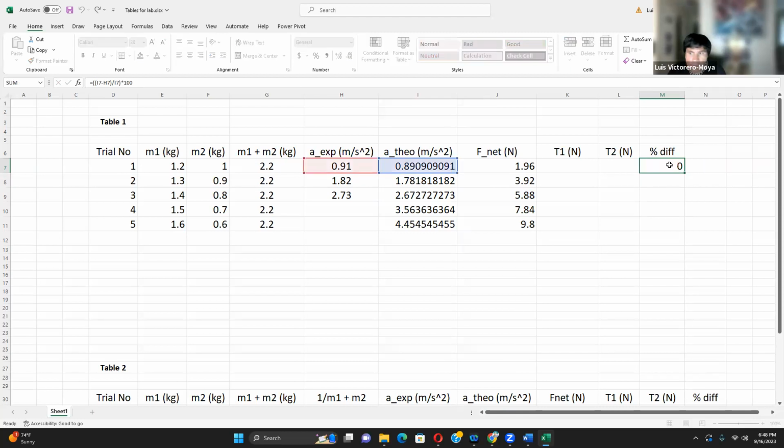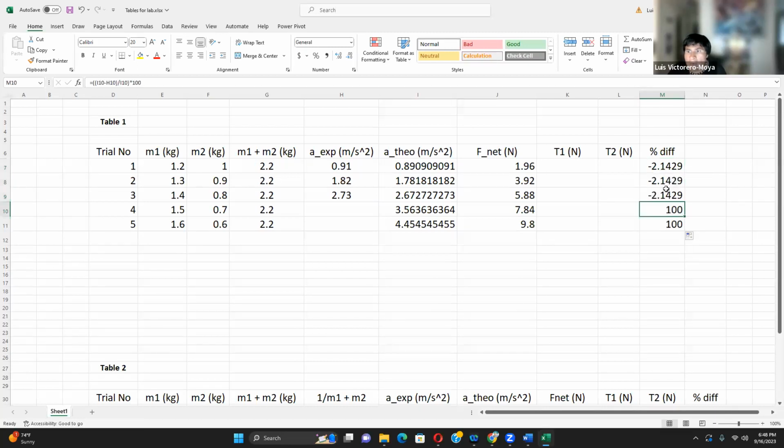But so 2.14 difference, and then you can do that for all of them, right? Now, it will probably be the same for this one, because we don't have values here, I didn't calculate, I didn't do this. But you have the idea. So that's how you fill the table.